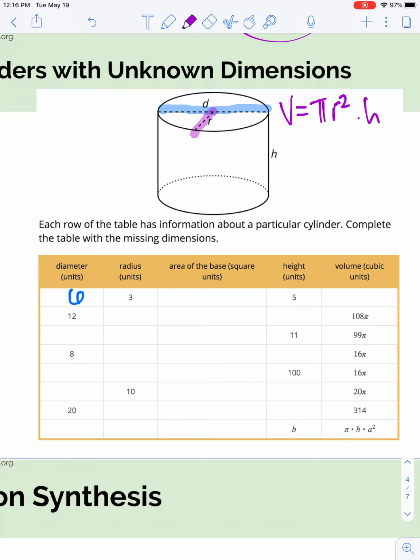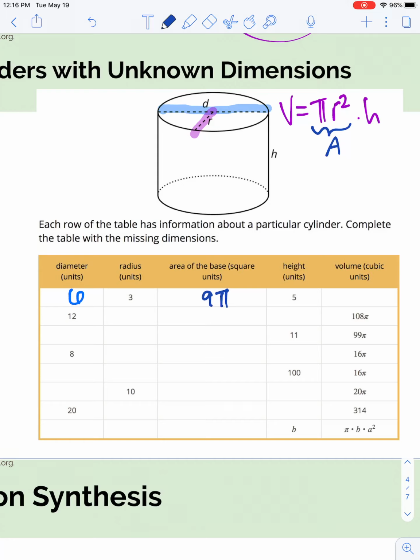Okay, so area of the base, that's just pi r squared. It's this part. This part of the equation is area. So if we're leaving it with pi, that would just be pi times 3 squared. So 9 pi. And I think leaving it with pi is fine with me.